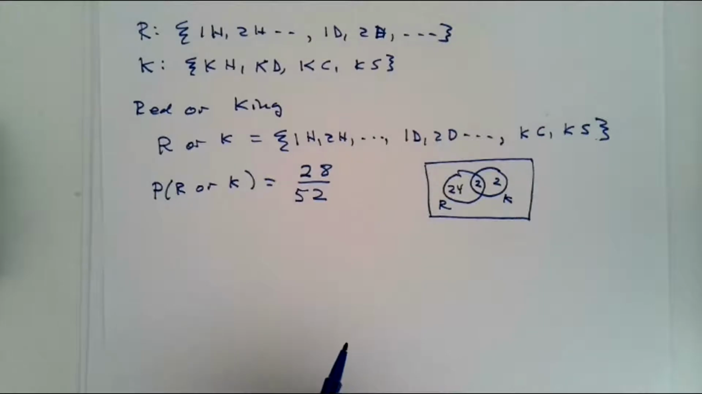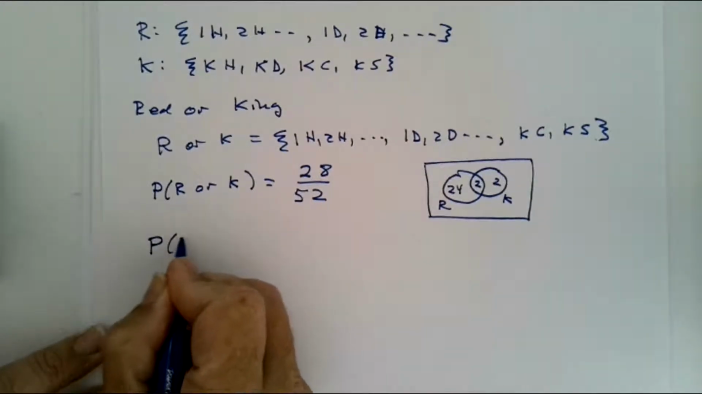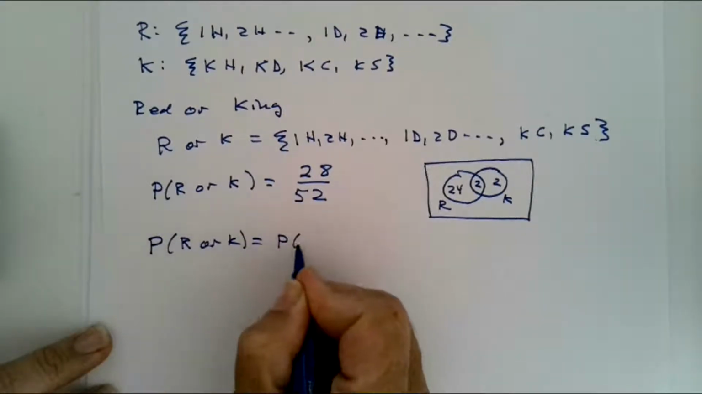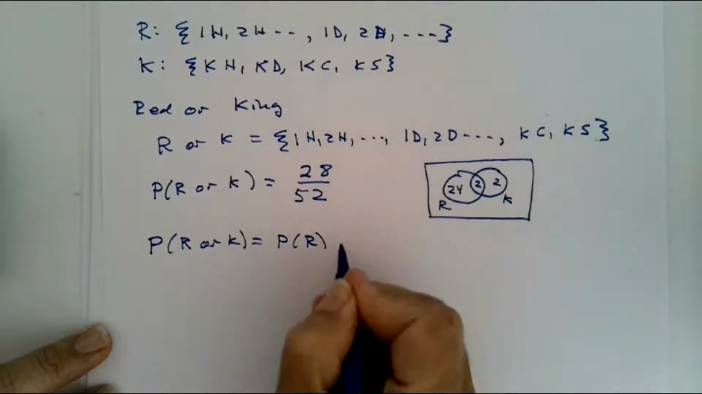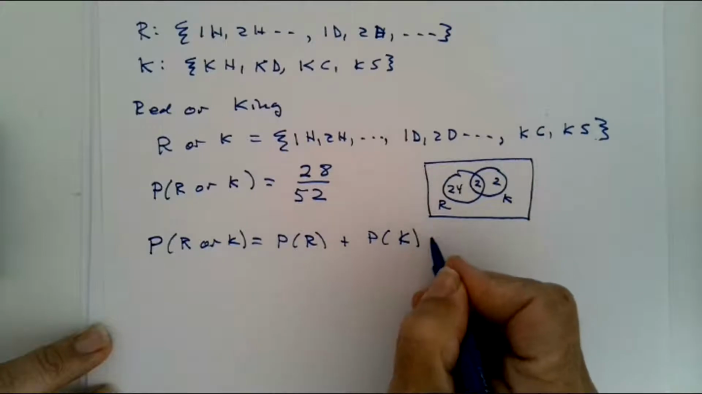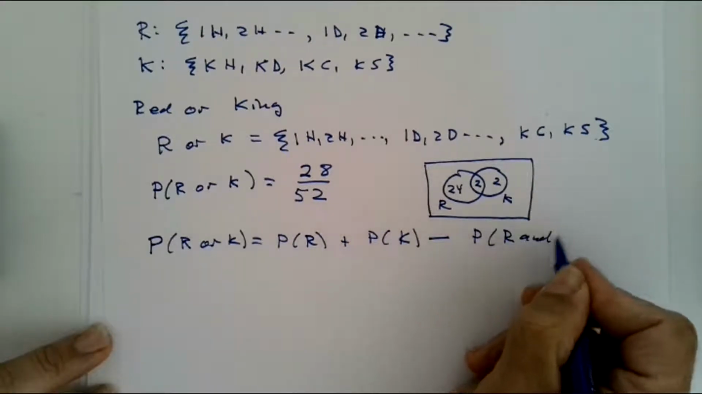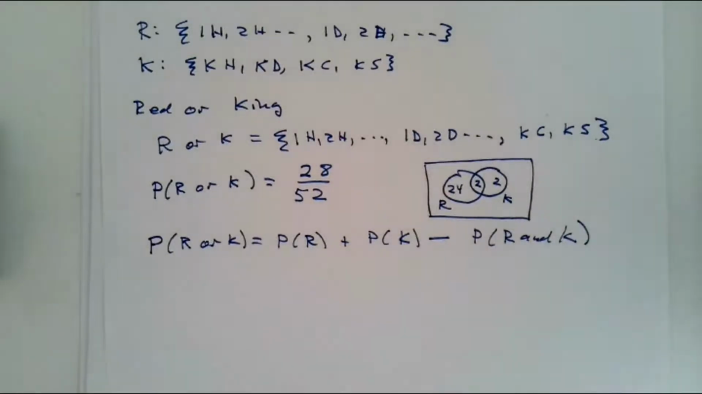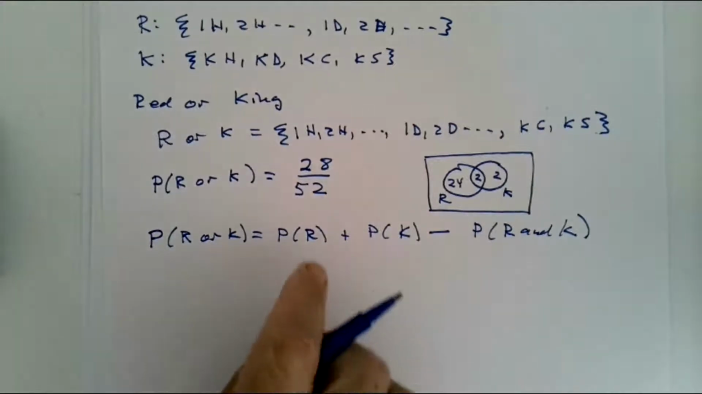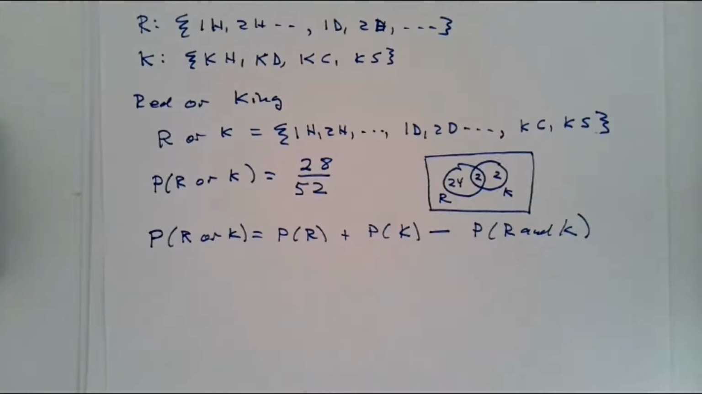There's your total. But if we can put all this together, the probability of red or king is the probability of red, so we've counted those 2 sections, plus the probability of king. We've counted those 2 sections, but we've counted the overlap twice, minus the probability of red and king. And that will be our general rule for OR situations, for unions: probability of the first event plus the probability of the second event minus the overlap.